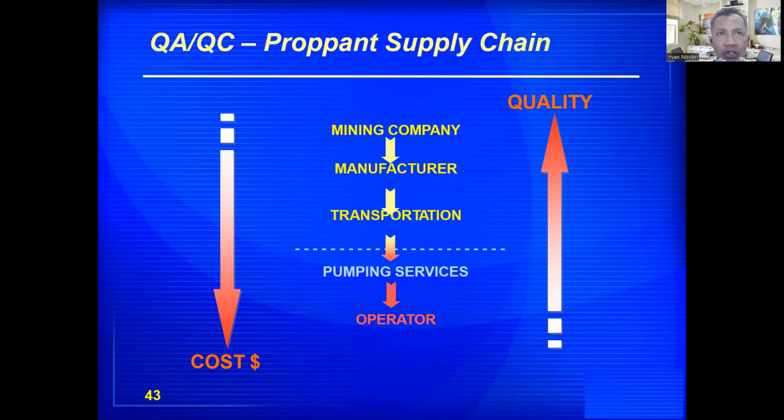So if you don't do the quality control along the way to make sure that proppant is handled correctly, you can do a lot of damage to it. And basically what it means is that as you move away, you go through different handling procedures, you go to the pumping services company, you look at the margin, your cost is going to go up. But the bottom line here is that if the mining company doesn't do its job, by the time it gets to the operators, it's too late.